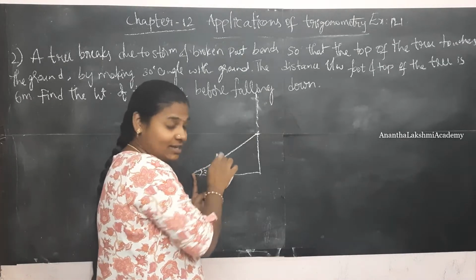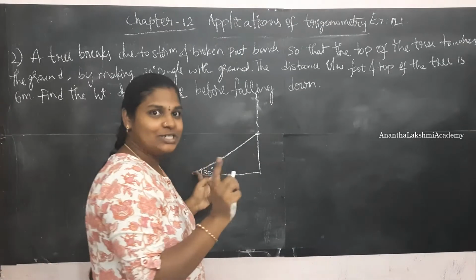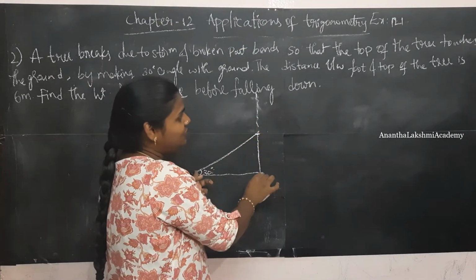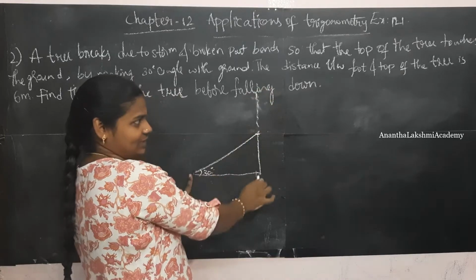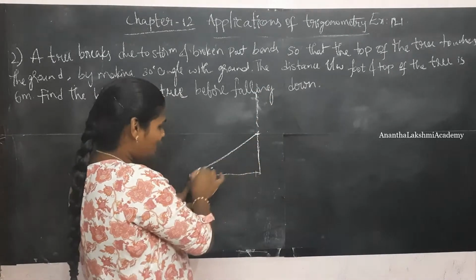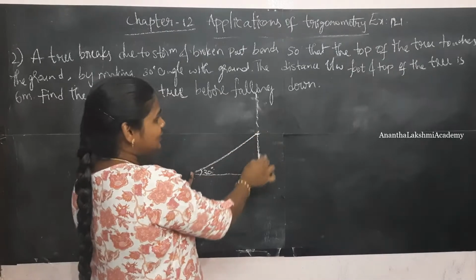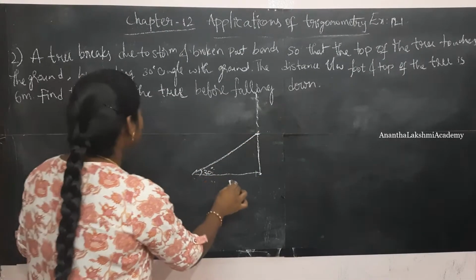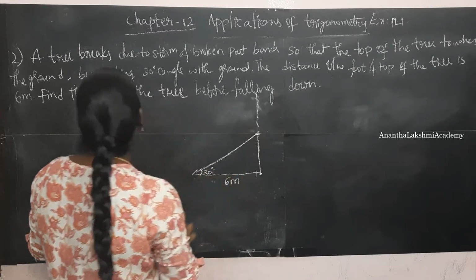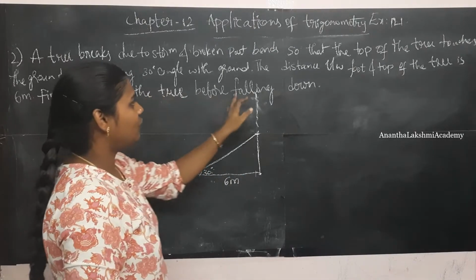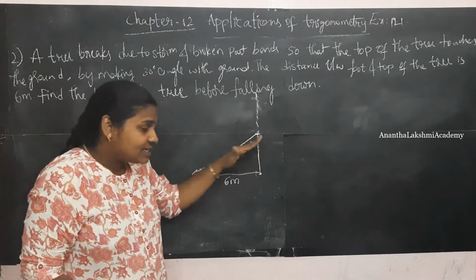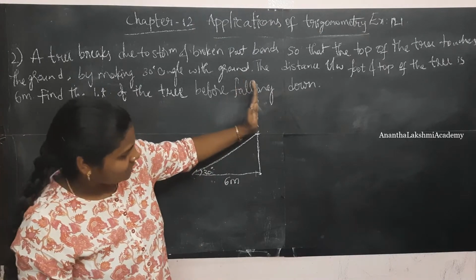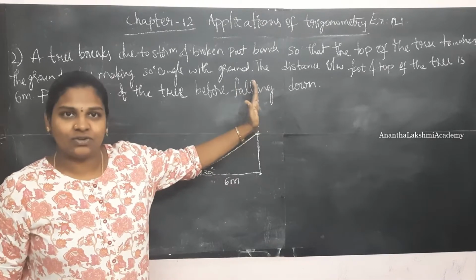Here is where students almost commit a mistake. The distance between the foot of the tree and the top of the tree, they assume this, not that. Since it broke and is touching the ground, the distance between foot and top is up to here. This distance is given as 6 meters. Find the height of the tree before falling down. If it hasn't fallen down, this line is going to stand on this line. That is the original height of the tree.